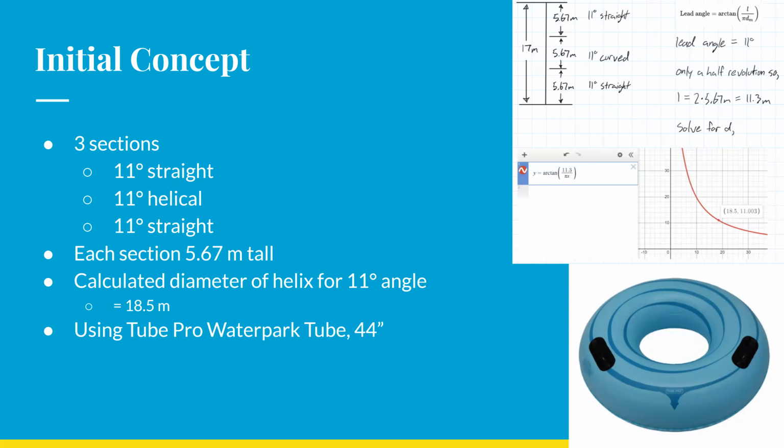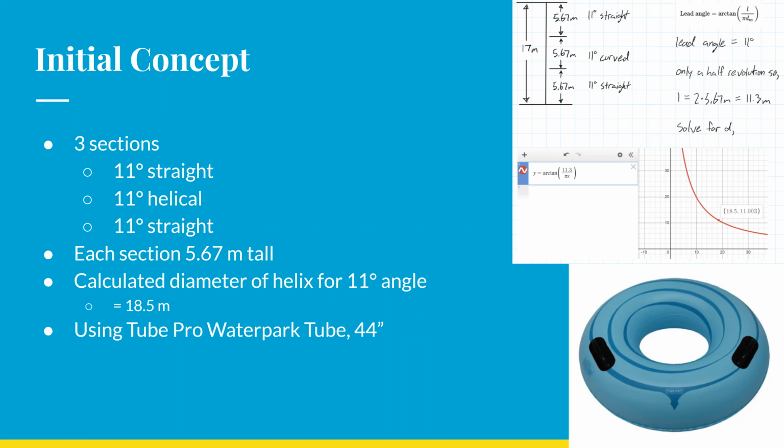We started the design process by figuring out an overall shape for the slide. We wanted to meet the serpentine requirement while keeping the design relatively simple. So we decided to split the 17 meters of height into three 5.67 meter sections. The first is a straight 11-degree incline. Next is a 180-degree helical curve with an 11-degree incline. And third, another straight 11-degree incline.